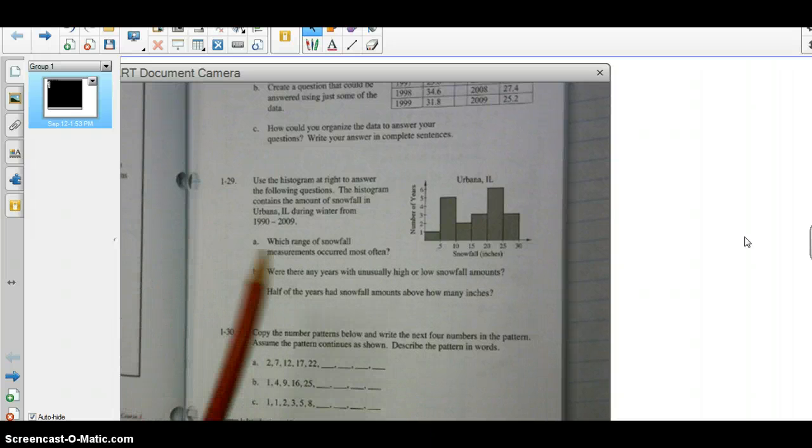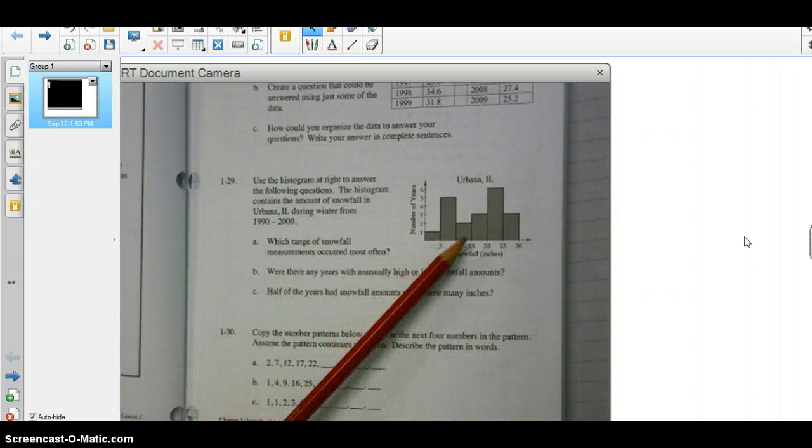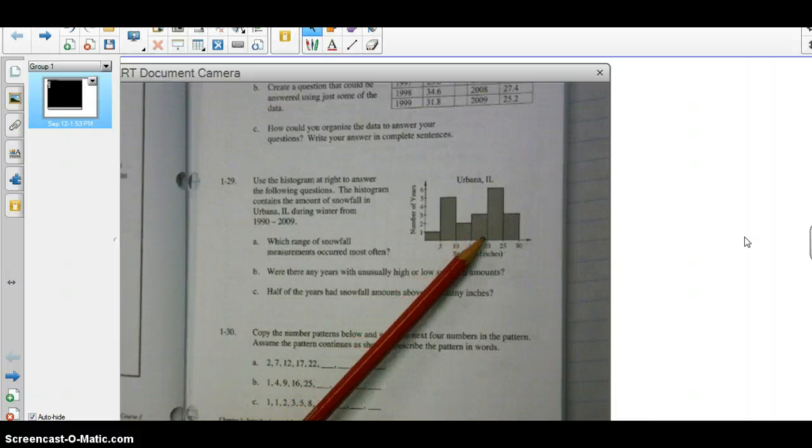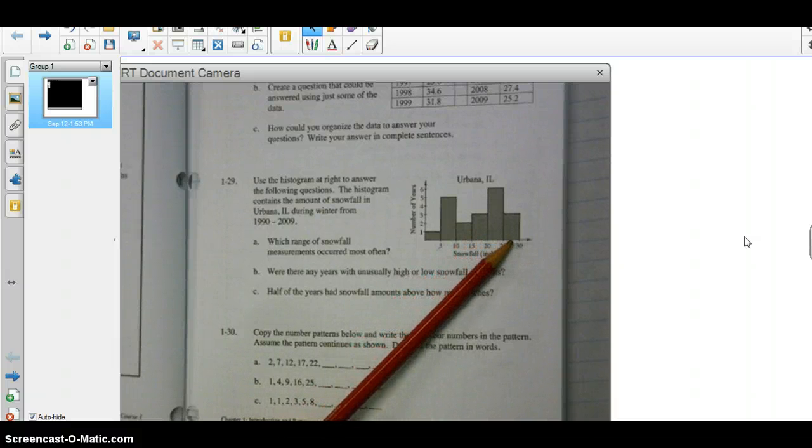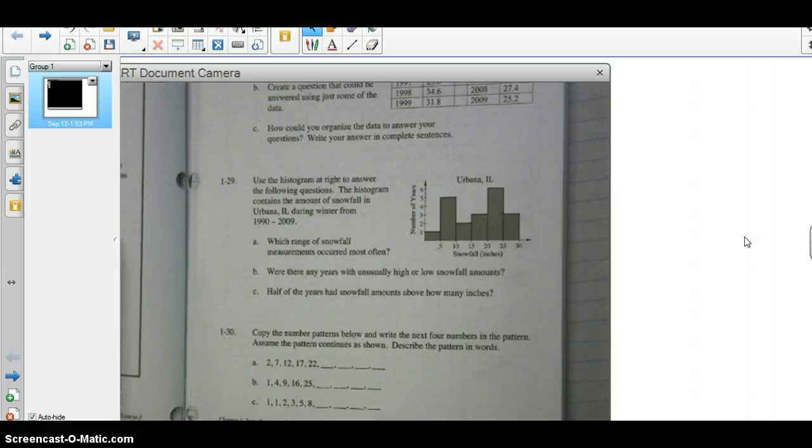So for that, you're going to need to take a look at this table, okay? You have 1, 2, 3, 4, 5, 6 different amounts that are being looked at, or ranges. Remember that this amount is showing you between 0 and 5. So you have 6 different ranges that you're looking at. Half of those years had snowfall amounts above how many inches, okay? Take a look and see if you can answer that question. Pause the video now.